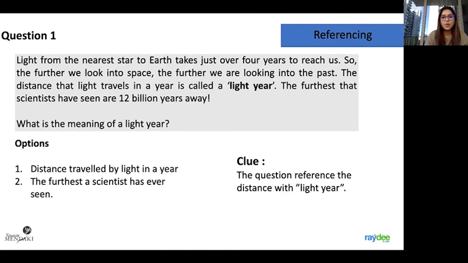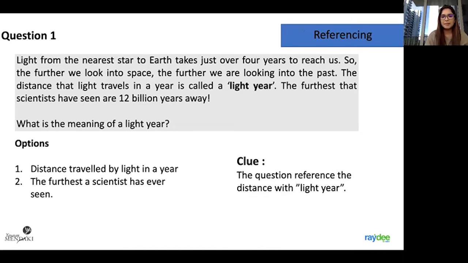Okay, and the next question here, the next extract, light from the nearest star to Earth takes just over 4 years to reach us. So the further we look into space, the further we are looking into the past. The distance that light travels in a year is called a light year. So the furthest that scientists have seen are 12 billion years away.